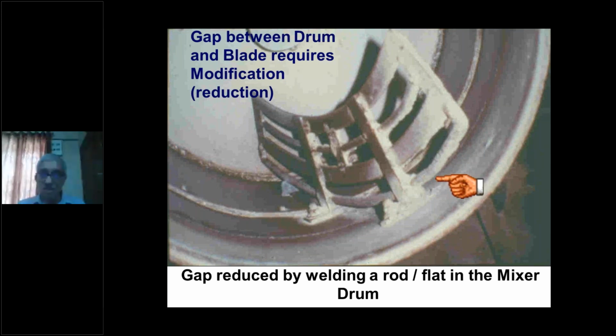At times it is as high as 6 inches, and this has to be reduced to about 40 mm or less, by welding a rod or a flat onto the blades. Two blades are there, diametrically opposite, so both the blades need to be modified. The mixer drum size is often inadequate.